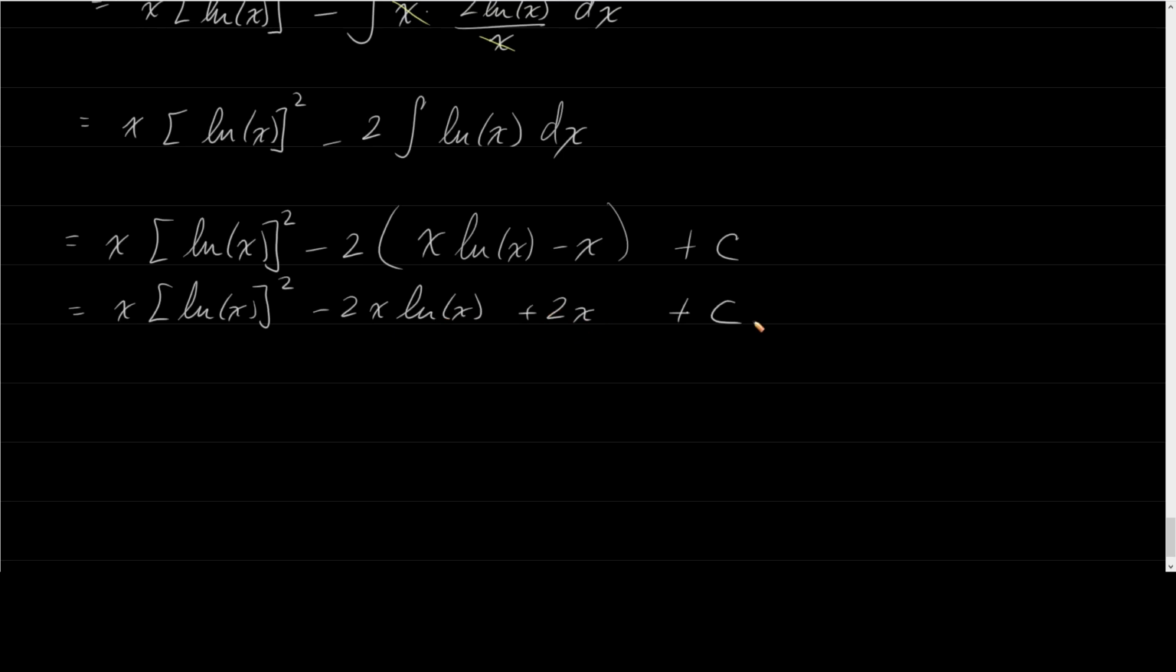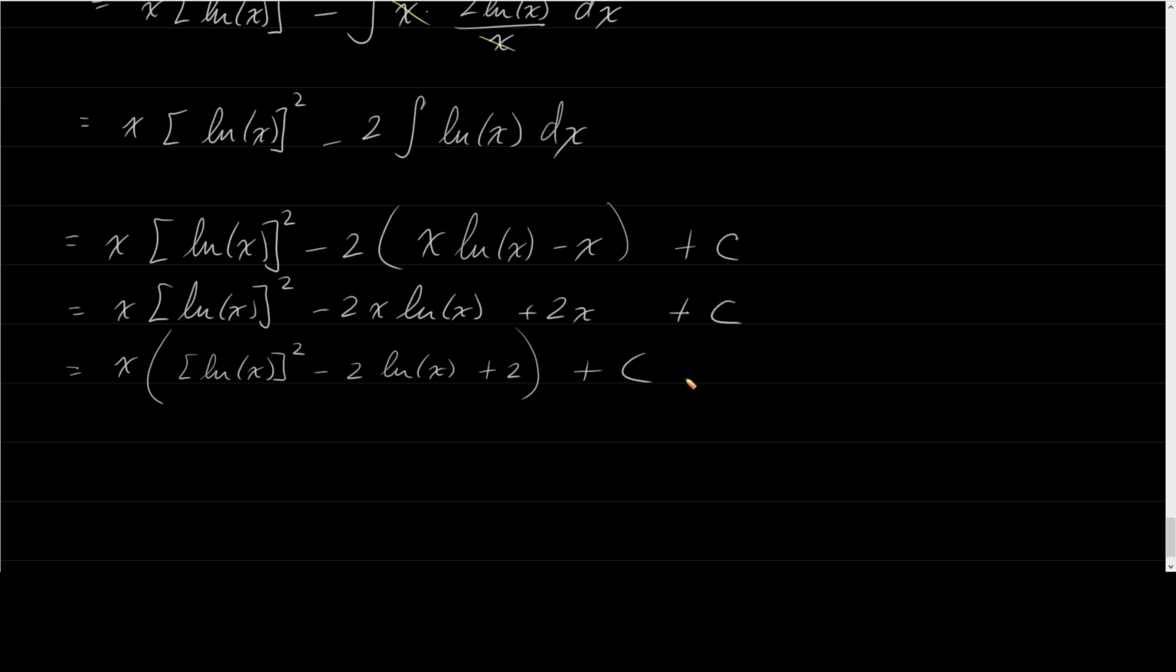If we really wanted to, we can factor out the x because everything here has an x. So I can write this as x times ln of x squared minus 2 ln of x plus 2, and then all of that plus c. All right.